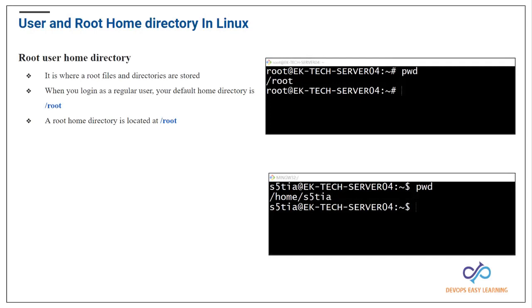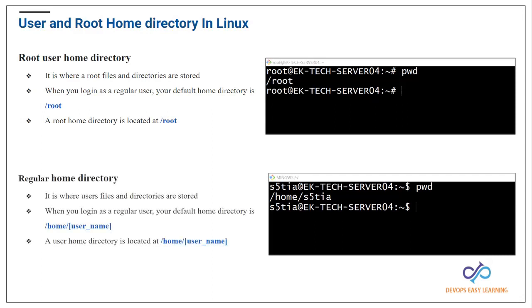And when you log in as a regular user, what happens here is that by default, you will be landed in your home directory, and in front of your prompt, you are going to have a dollar sign. And if you type pwd to see where you are, you will see that you are in /home and also your login name, which in this case, mine is S5 Tia, right? And as you guys can see here, the default home directory for a regular user is in /home, which is located within the root file system, / the user name.